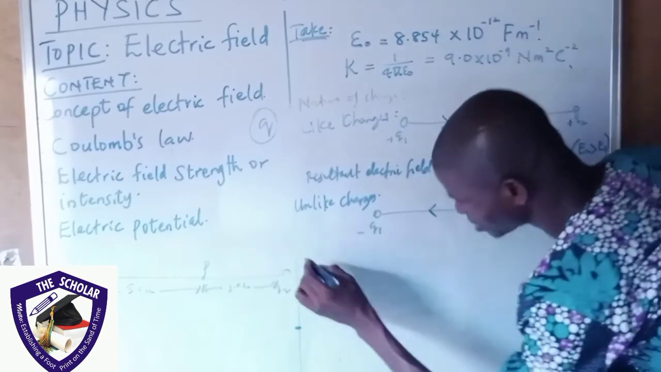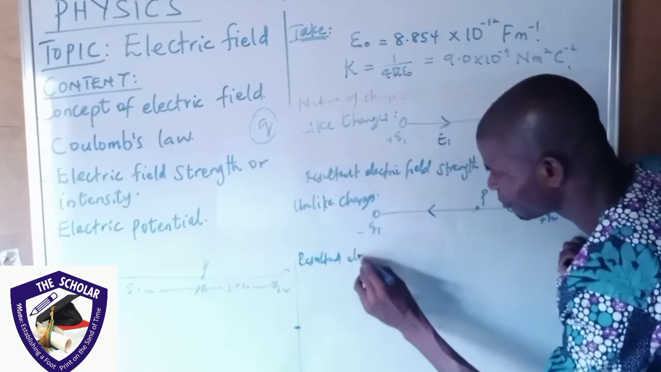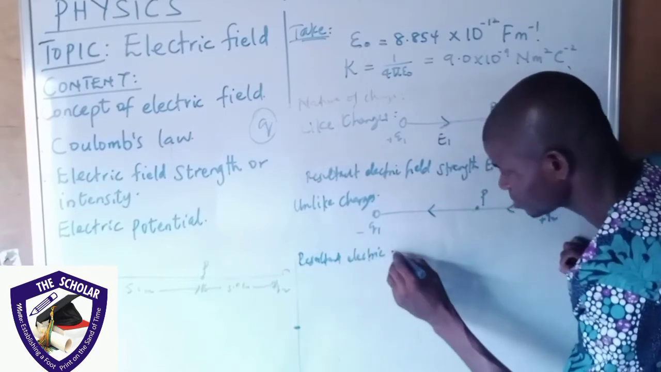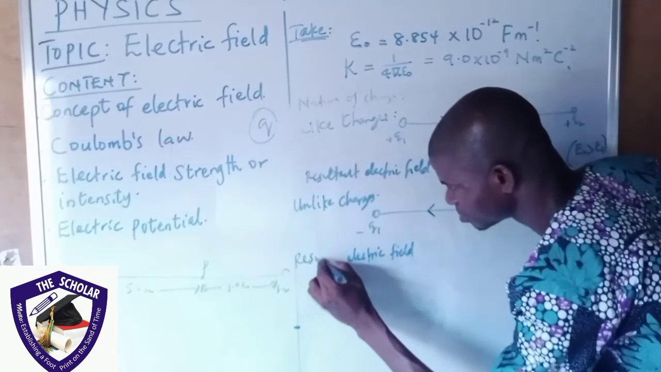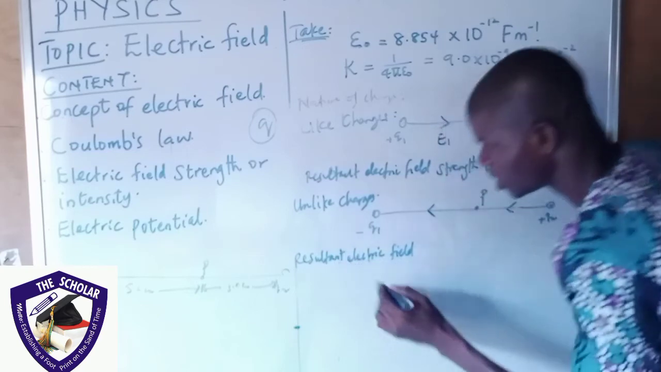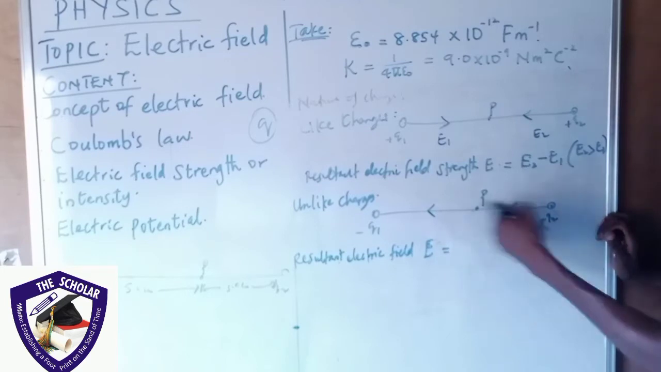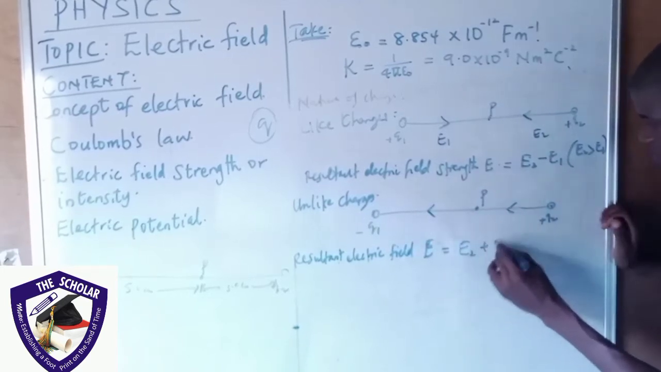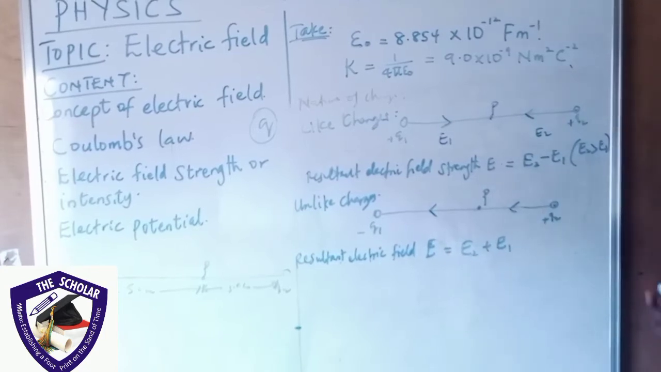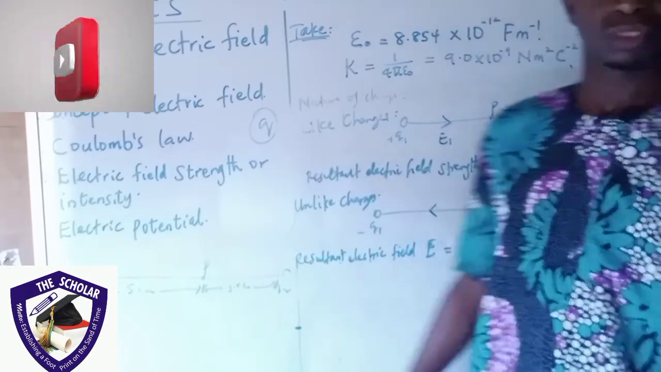So for this case, our resultant electric field E is going to be the addition. Because according to the law of force, when they are moving in the same direction, you add. That will be E2 plus E1. So this concept is what we are going to use to answer question 3 and question 4. Now back to question 4. We said that what?